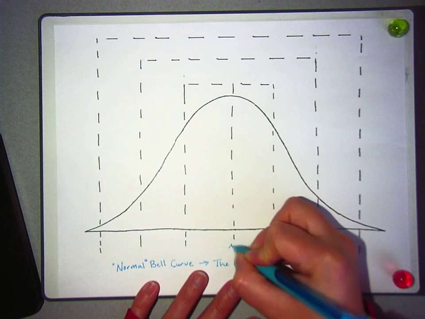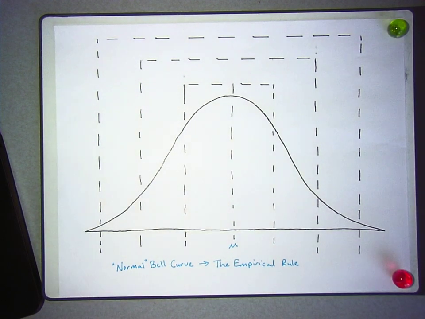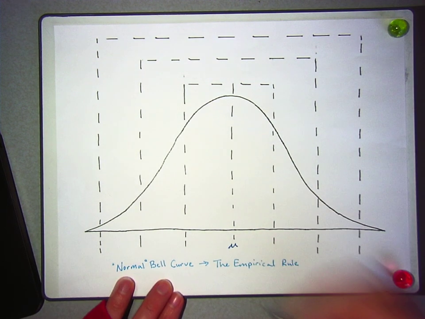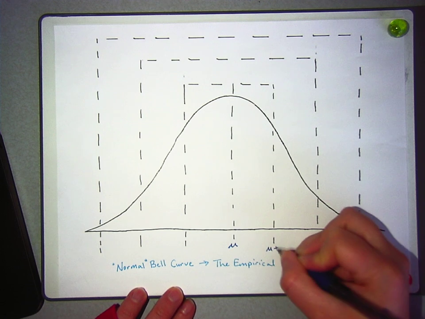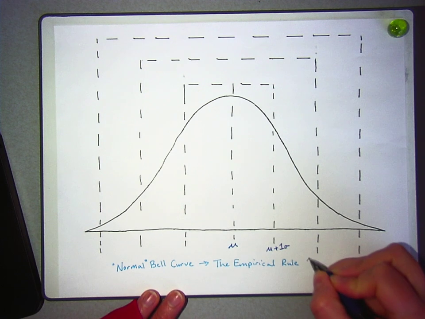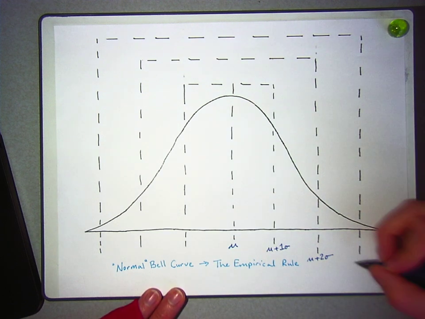Right here in the center is mu. All right, with a darker pen so you can see. This one is mu plus 1 standard deviation, 1 sigma. This one is mu plus 2 standard deviations. And this is mu plus 3 standard deviations.